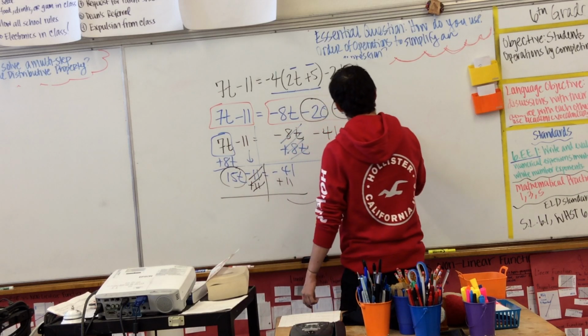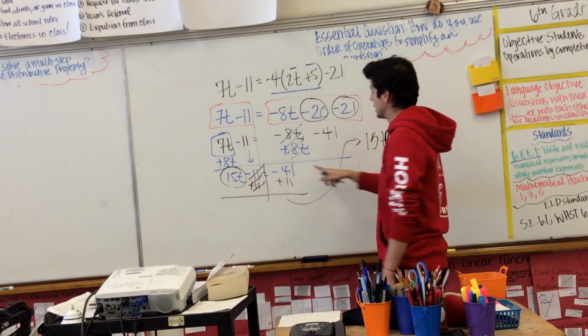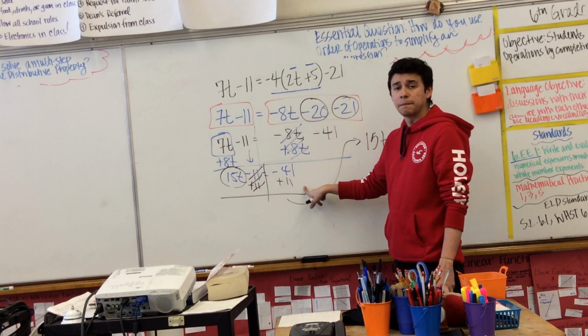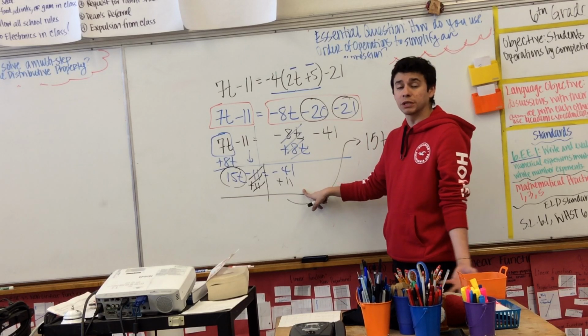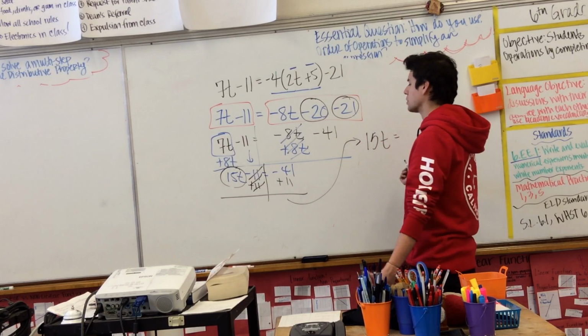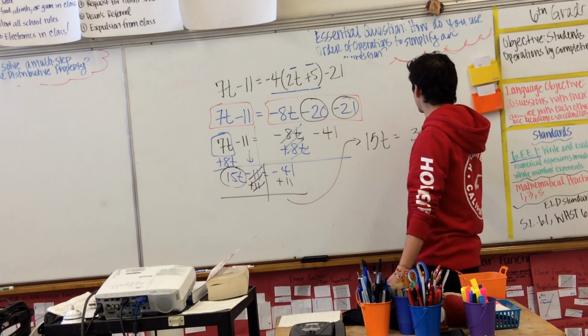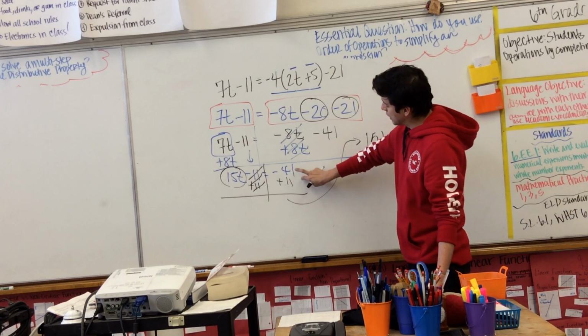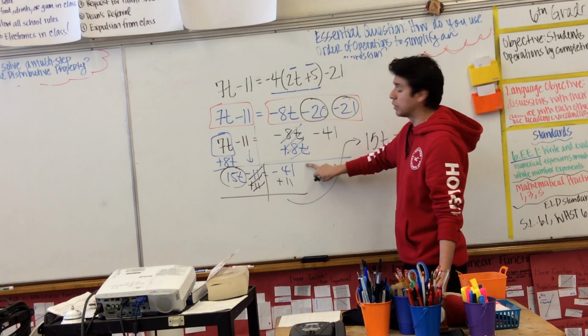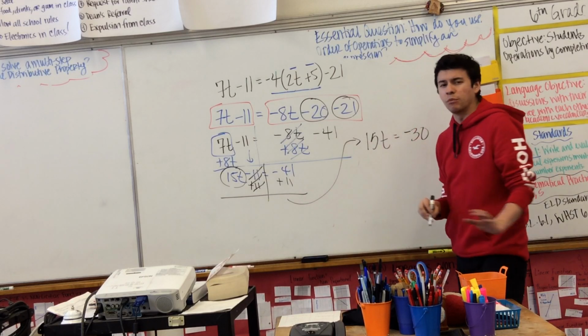So yeah, 15t equals. Same sign or different signs? Different. What do you do with the numbers? Subtract them. So 41 minus 11, I know it's 30. Who's bigger? Do you have more negatives or more positives? We'll have more negatives.